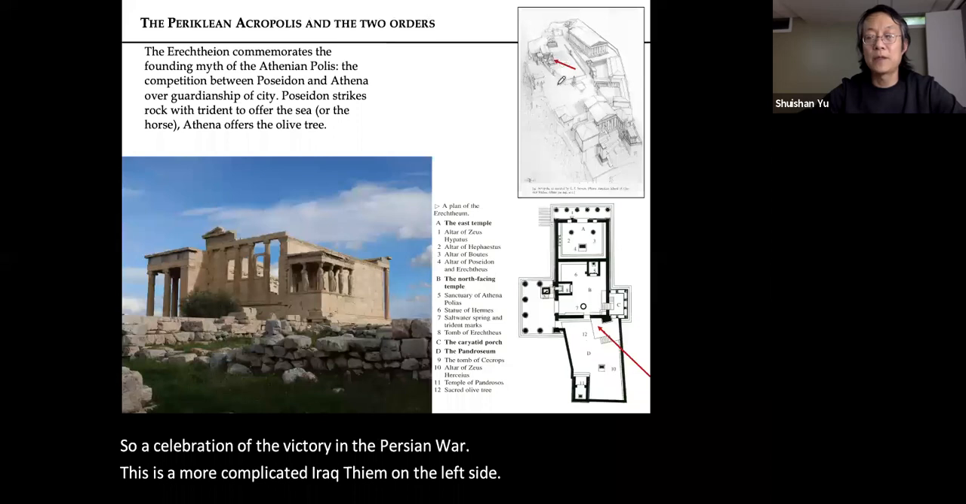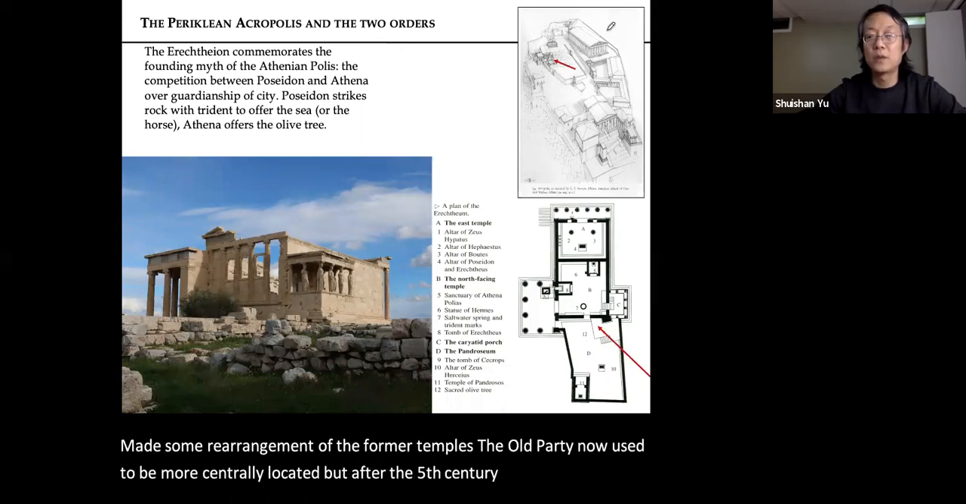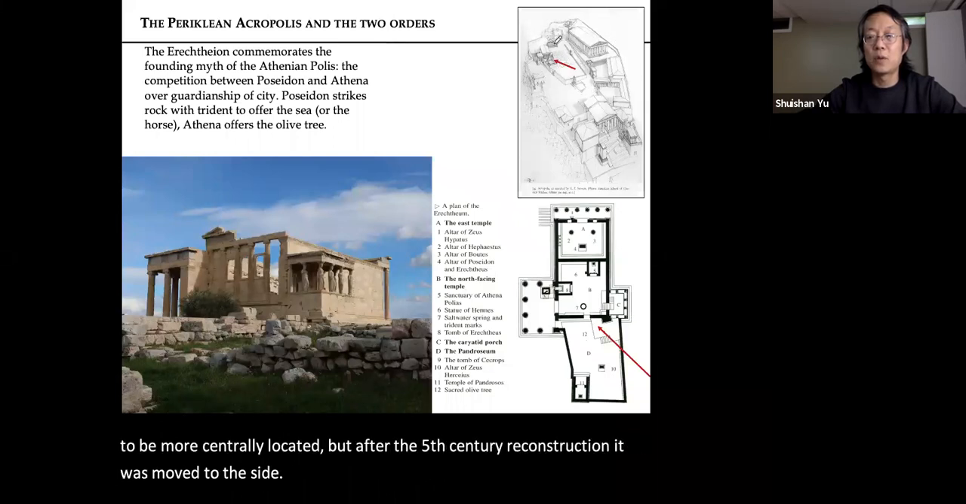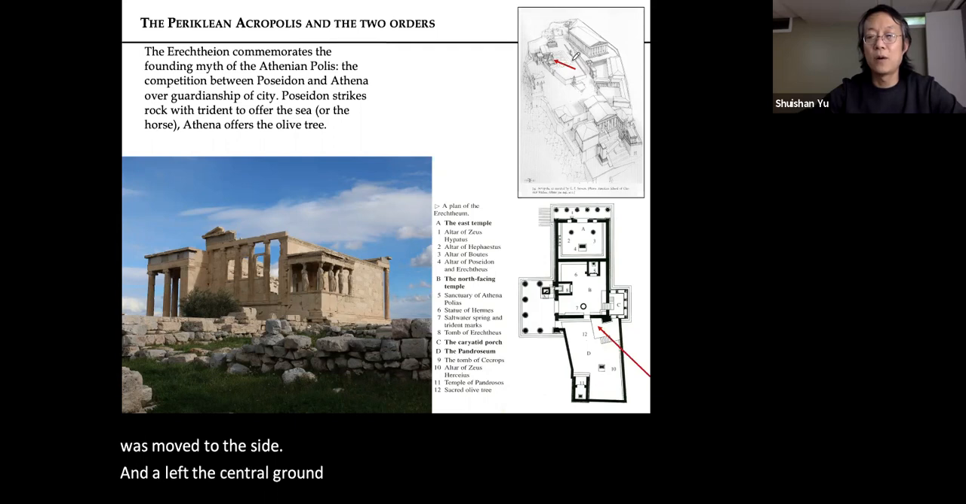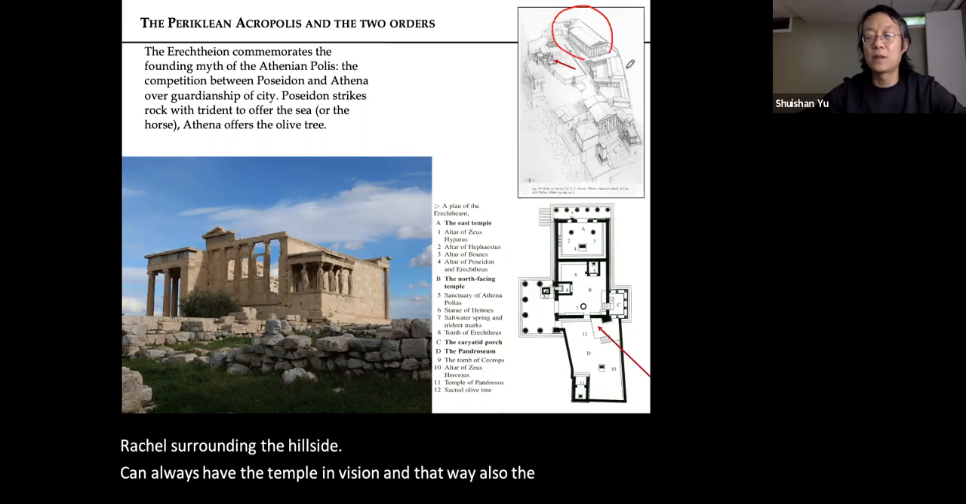So the Periclean reconstruction of Acropolis made some rearrangement of the former temples. The old Parthenon used to be more centrally located, but after the 5th century reconstruction, it was moved to the side and left the central ground a square for festival celebration. And that way, the processional ritual surrounding the hillside can always have the temple in vision. And that way also the temple was more visible in the city at large.